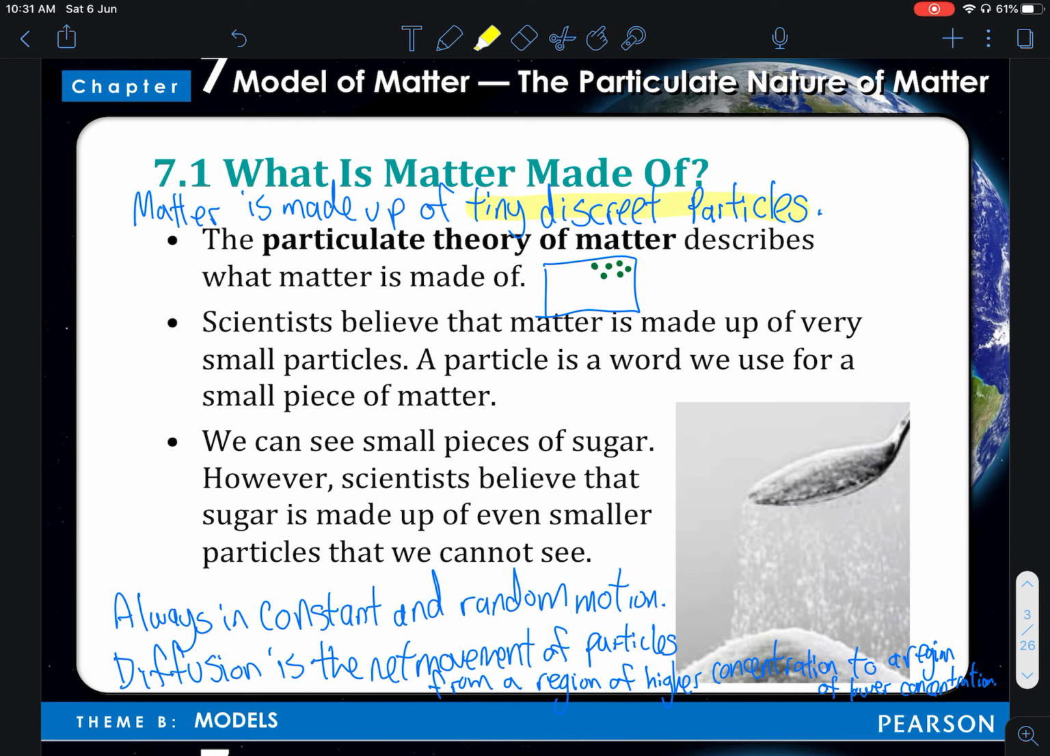Do know that particles are always in constant and random motion, and that diffusion is the way in which we are able to visualize how such particles are always moving. It may not be the best way, but it is definitely one of the ways, at least in secondary school, where we are able to see. And diffusion is usually observed in the liquid state and gas state. So what is diffusion? It is the overall movement of particles from a region of high concentration to a region of low concentration.